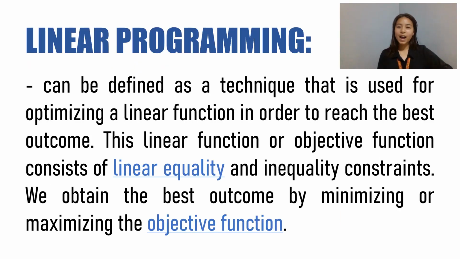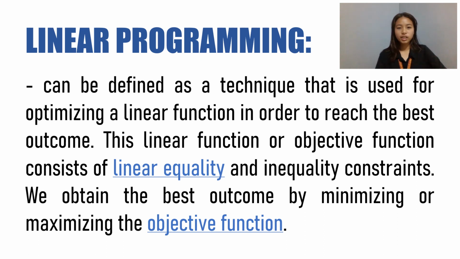Linear programming can be defined as a technique that is used for optimizing a linear function in order to reach the best outcome. This linear function, or objective function, consists of linear equality and inequality constraints. We obtain the best outcome by minimizing or maximizing the objective function. So linear programming is like a math tool we use to make the best decisions. Imagine you have a problem where you want to make something as big as possible or something as small as possible, like profit or cost. Linear programming helps us figure out the best way to do that.